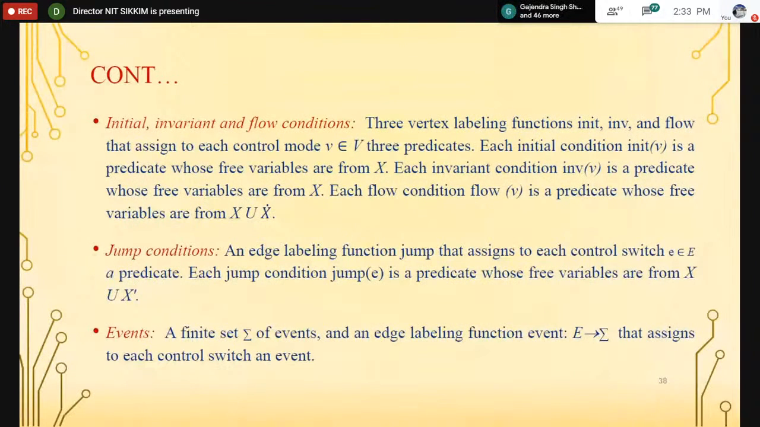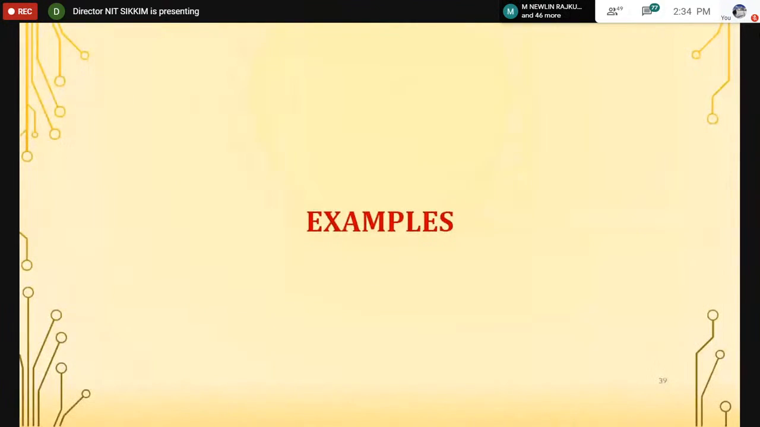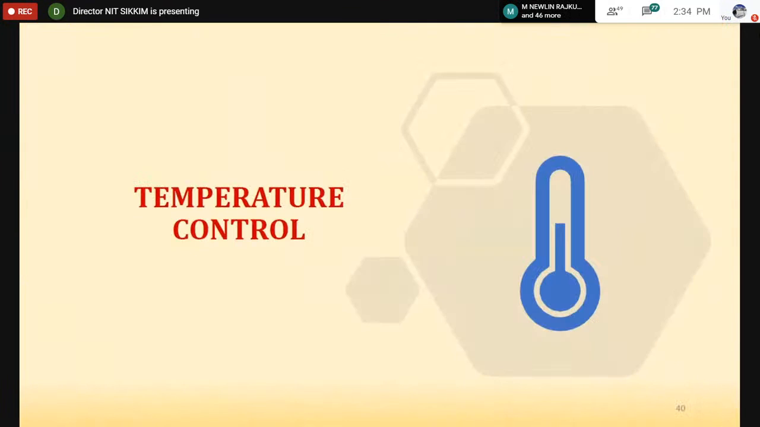Jump conditions of course give you a condition where you can move from one state to another state. Events, I think you know, right? If I say the light is on, light is off, now you are going to close the gate, or the temperature is more, something like this. So events can be part of your set sigma. Now we'll see an example of how we will apply this.